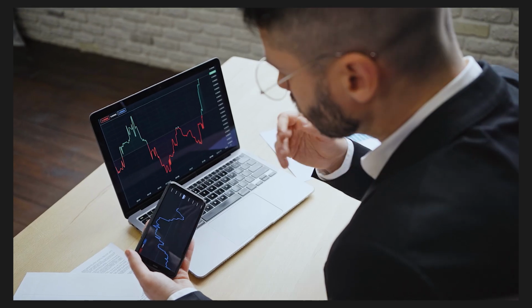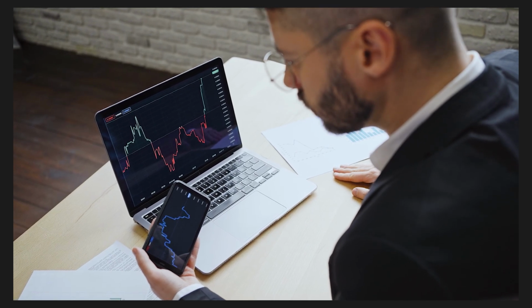Hello, everyone. Do you often look at the chart and don't know when to enter a trade? Then this strategy is for you, because it will tell you everything on its own. Let's get to the trading.